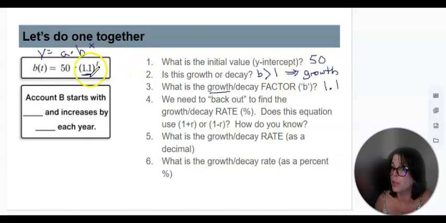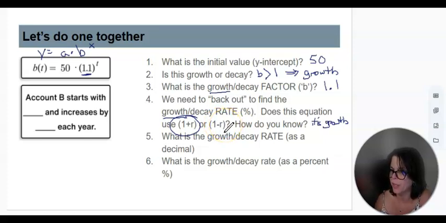The factor is the total of the base. But we have to back out of that to find the growth rate. We know it's growth, but we need the rate, the percentage. Does this equation use 1 plus R or 1 minus R in place of the B? It uses 1 plus R in place of the B, and we know that because it's growth. That's how you decide. Growth uses 1 plus R in place of B. Decay uses 1 minus R in place of B.